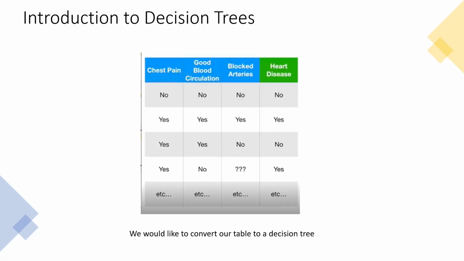And how do we use decision trees? That's basically the question we need to answer. The whole idea is we would like to convert our data table into a decision tree. And as you see, we have 3 independent variables here, and we have a target variable, heart disease. We have chest pain, good blood circulation, and blocked arteries. What we want to do is convert this table into a decision tree.